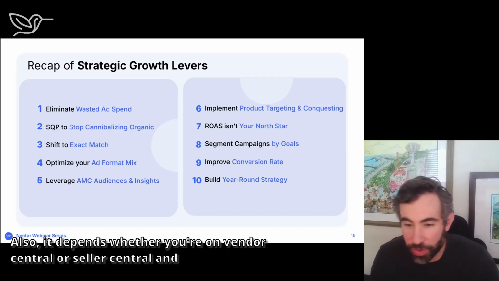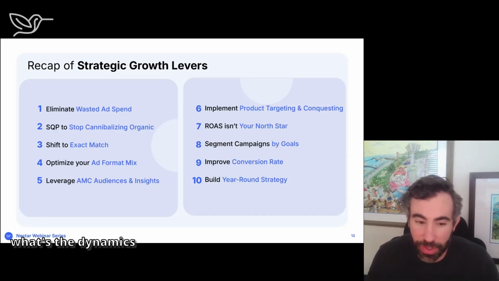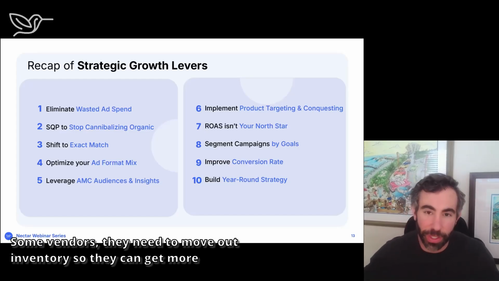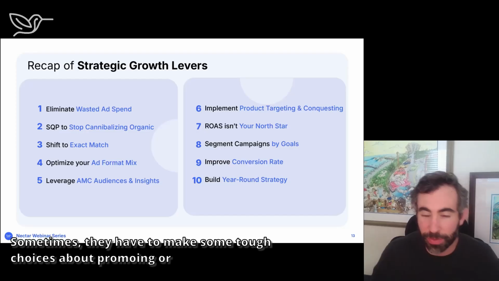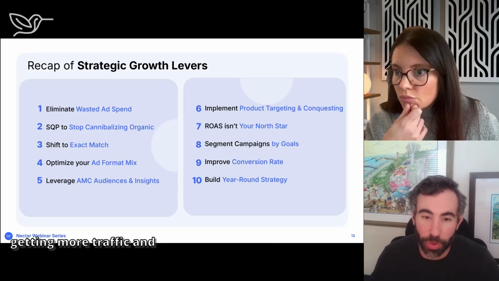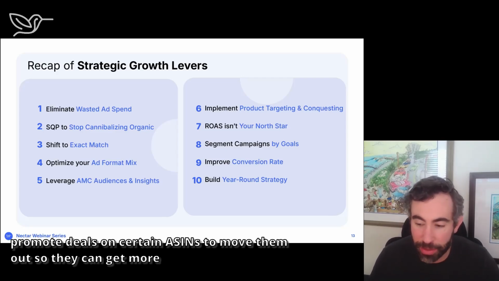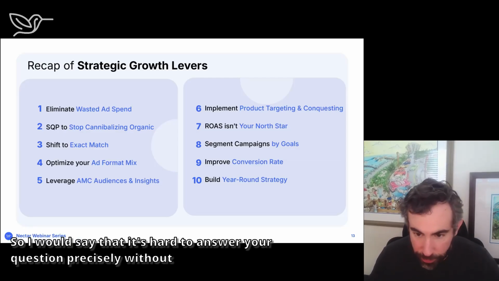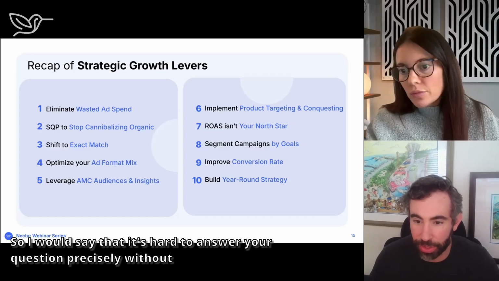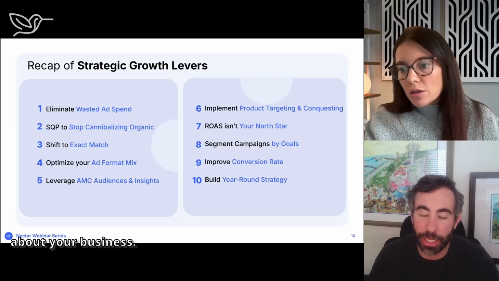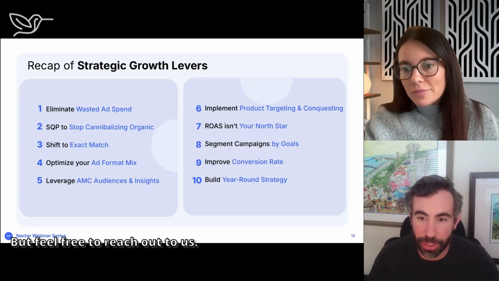Also, it depends whether you're on Vendor Central or Seller Central and what's the dynamics of what's happening with your business, right? Some vendors need to move out inventory so that they can get more orders. So sometimes they have to make some tough choices about promoting or getting more traffic, promos and deals on certain ASINs to move them out so they can get more orders. So I would say that it's hard to answer your question precisely without knowing a lot more about your business. But feel free to reach out to us.